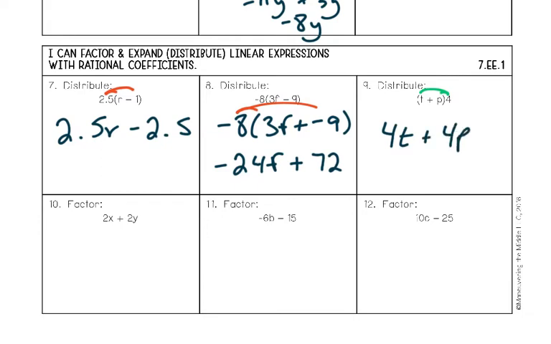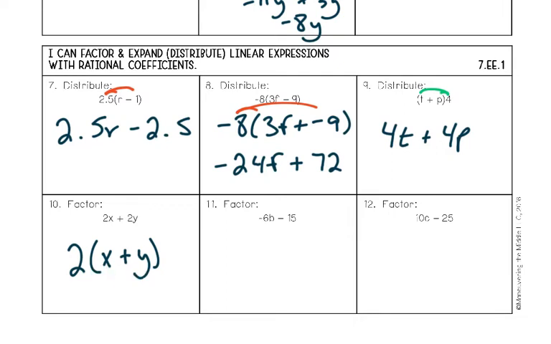For 10 through 12, you're factoring. So factoring is like reverse distributing. You're dividing out the number that goes into both of them. Think about greatest common factor. Think about the biggest number that goes into 2 and 2. That would be 2. So if I divide out a 2 from that, I'm left with just x plus y. If I take out the 2, I'm left with 1x and 1y.